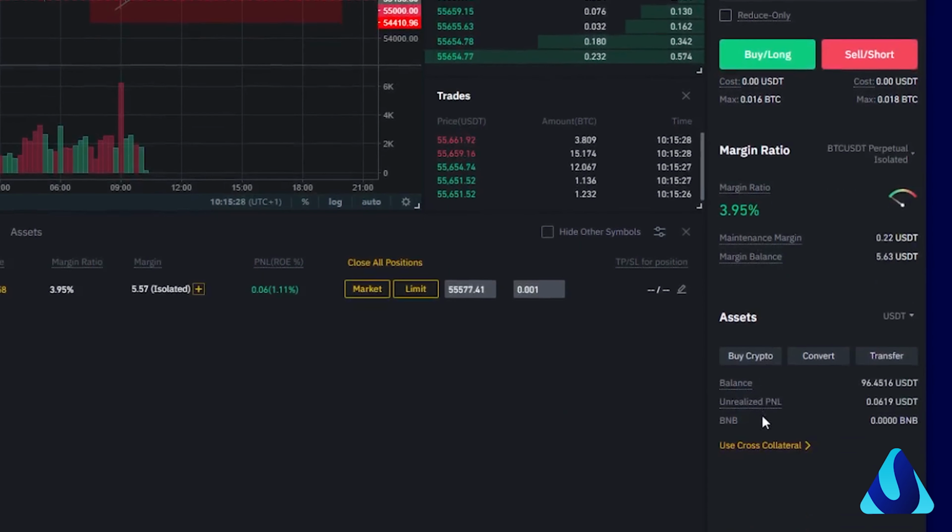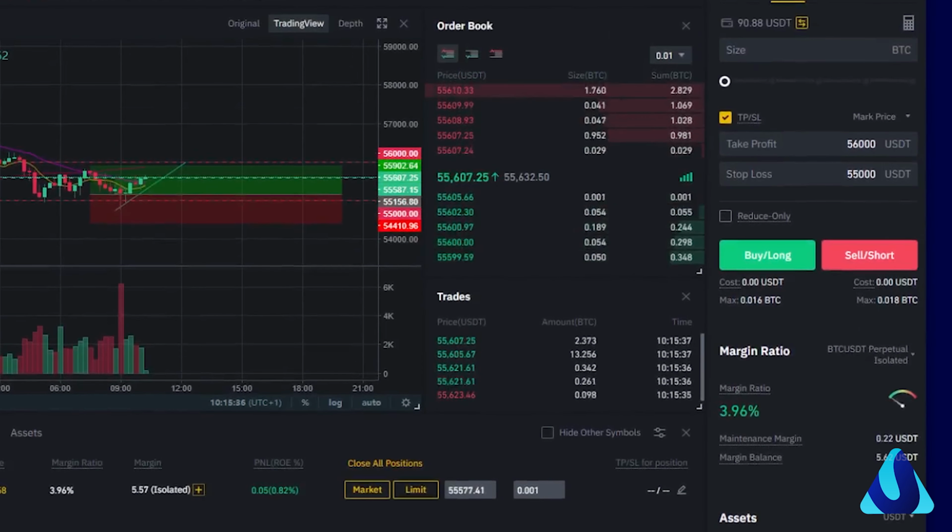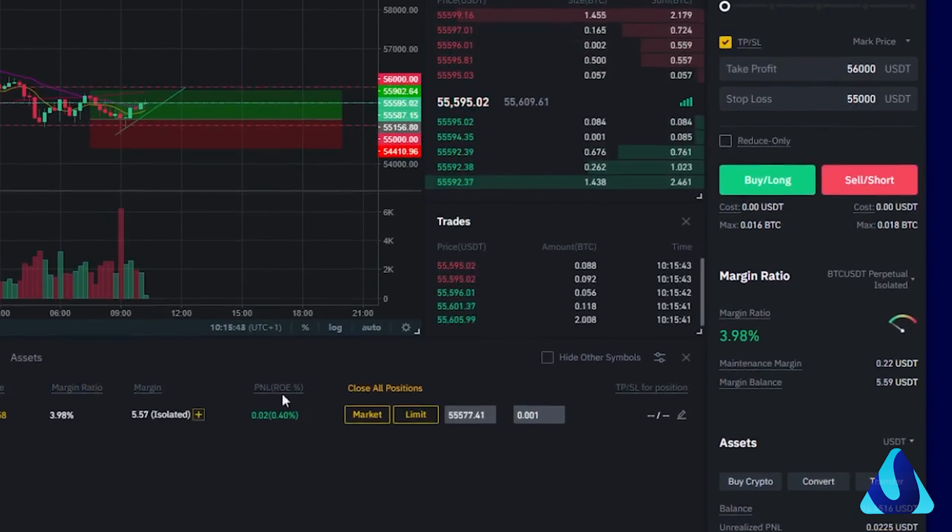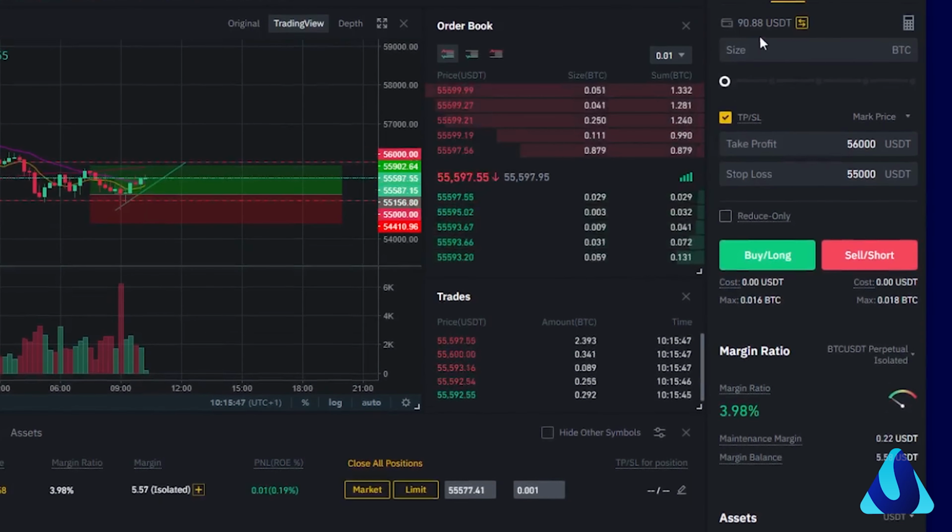So if we come over here now, you can see that it shows my current balance and then unrealized P&L. And if we look at the top, the amount has left my wallet and is now sat in this trade. So if I was to close this trade now, I would see that money come back into my account, either less or more depending on if I'm in a winning trade or a losing trade.